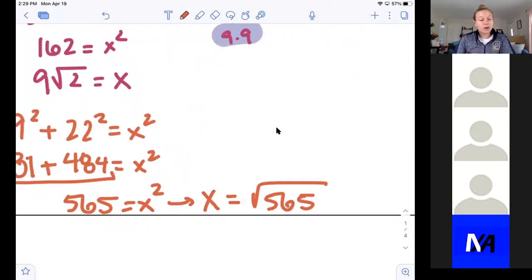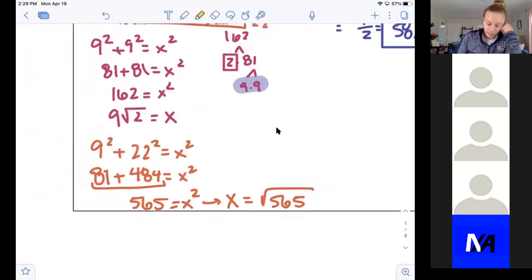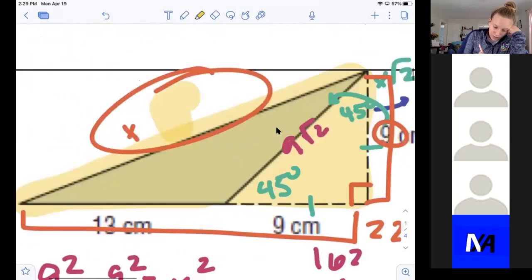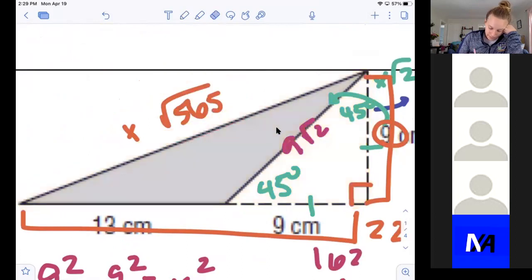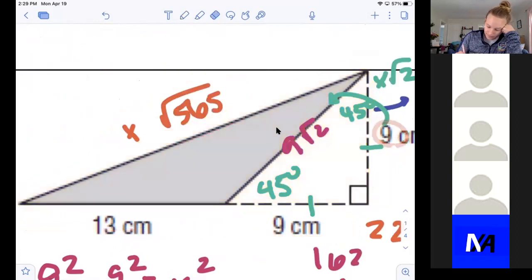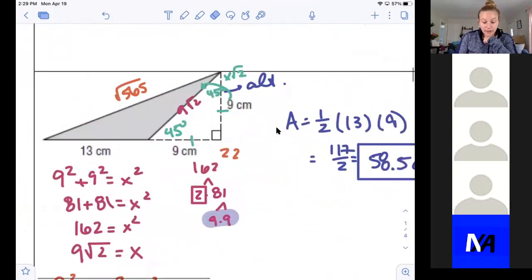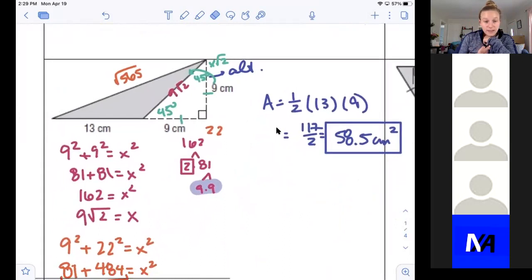Again, I don't want a decimal. You can't simplify it. There's nothing that can go on the outside because there's no perfect squares inside of it. So my longest leg is root 565. Let me erase some of this nonsense on this picture. Okay. Now, we already did area a minute ago, and I liked to do that before things got too messy, so I knew exactly what I was using.